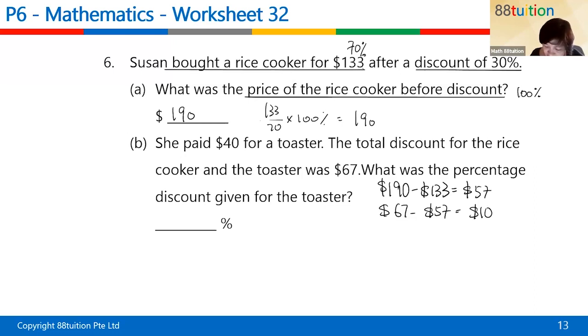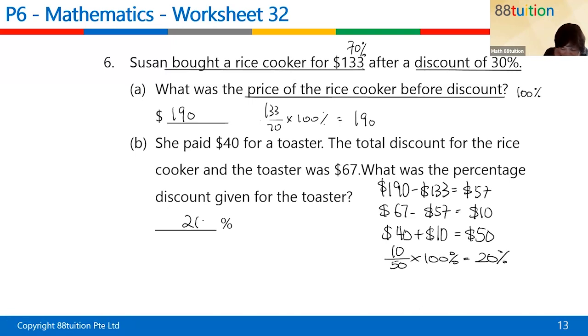What is the percentage given for the toaster? Toaster will be, paid for $40. Right. So before discount, it will be $50. So what is the percentage discount for this? It will be at how many percent? 10 over 50. 20%. Okay.